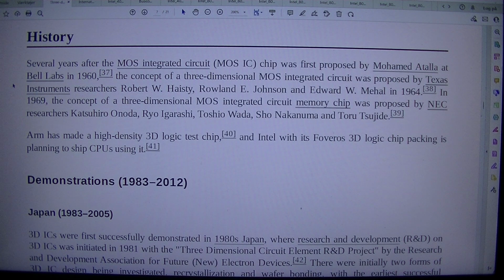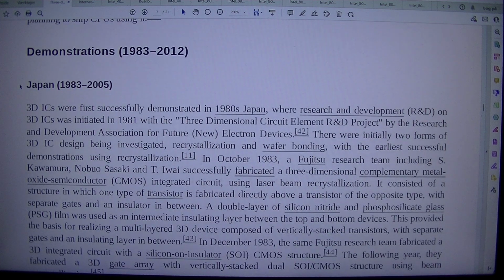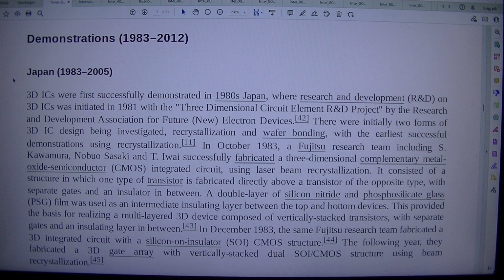Demonstrations, 1983-2012. Japan, 1983-2005. 3D ICs were first successfully demonstrated in 1980s Japan, where research and development, R&D, on 3D ICs was initiated in 1981 with the three-dimensional circuit element R&D project by the Research and Development Association for Future Electron Devices.